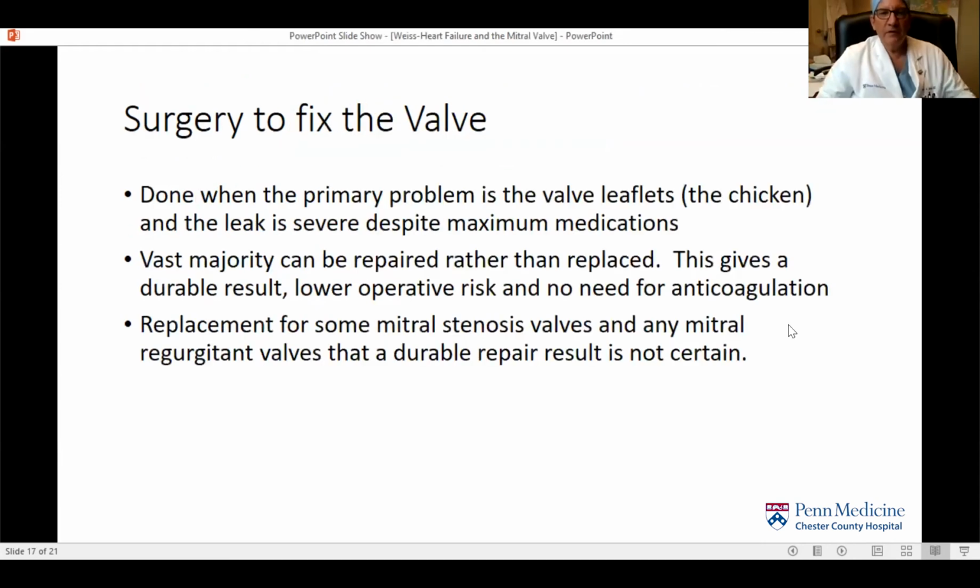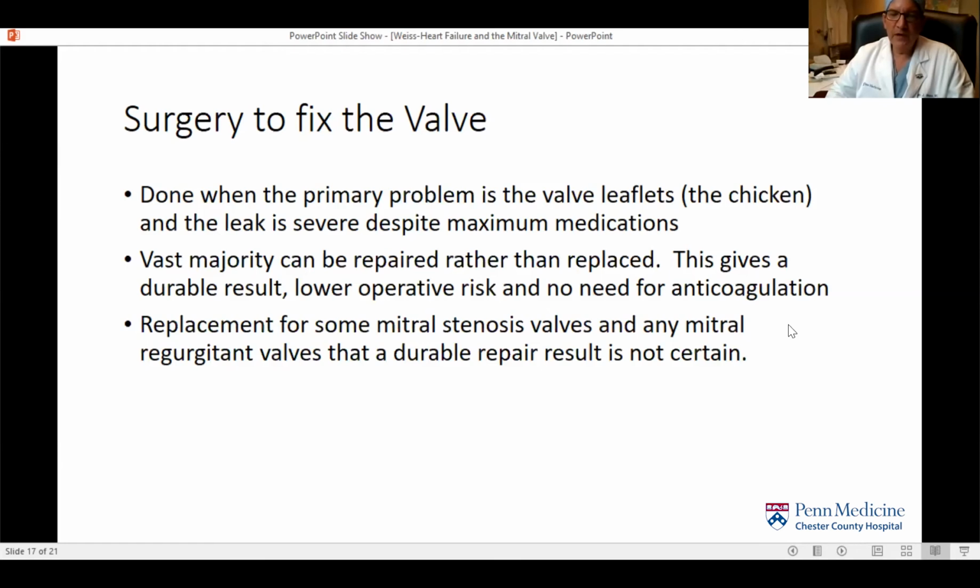So we've done all those things, and the mitral valve leak has not gone away. In fact, it's still severe. We can operate, and we prefer to operate when the primary problem is the valve, like we discussed. We only operate on severe regurgitation, despite all the other things that we tried first. We can, for the most part, repair all leaky mitral valves.